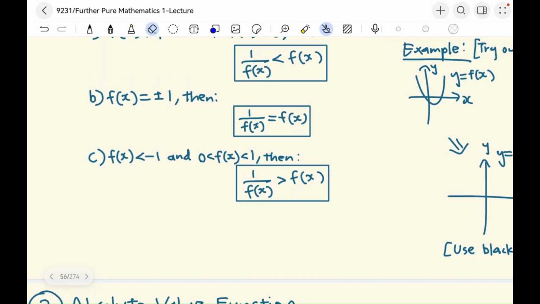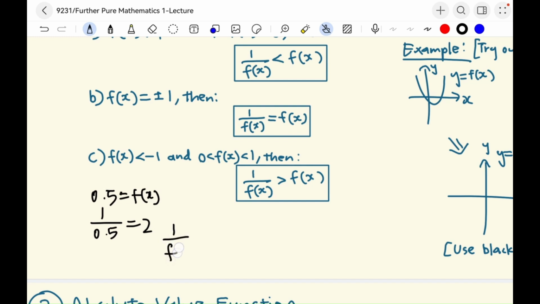Alright, for f(x) less than -1 and 0, f(x) is between 0 and 1. So f(x) is 0.5. 1 over 0.5 is 2. And this is the original value. So what we can observe over here is the 1 over f(x) is greater than the f(x), which turns out that 2 is greater than 0.5. Okay, which is mathematically correct.